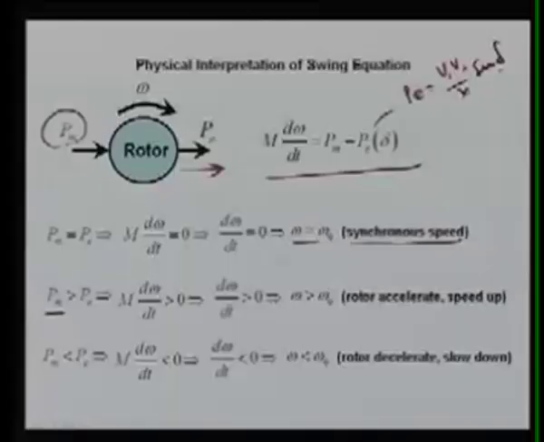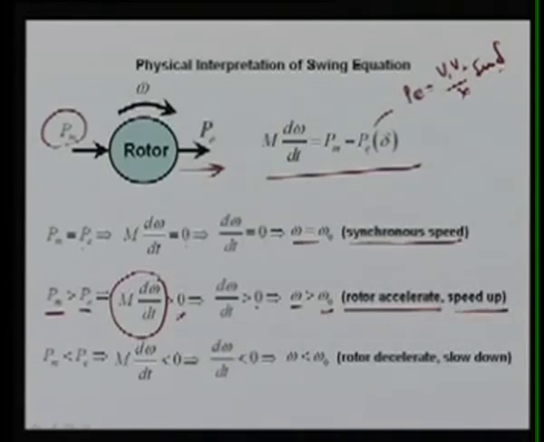So if Pm is more than P, then this component will be more than 0. What does it mean? Your rate of change of speed is positive, meaning omega will now be more than your synchronous speed, and then this rotor will accelerate, or you can say it will be speeding up.